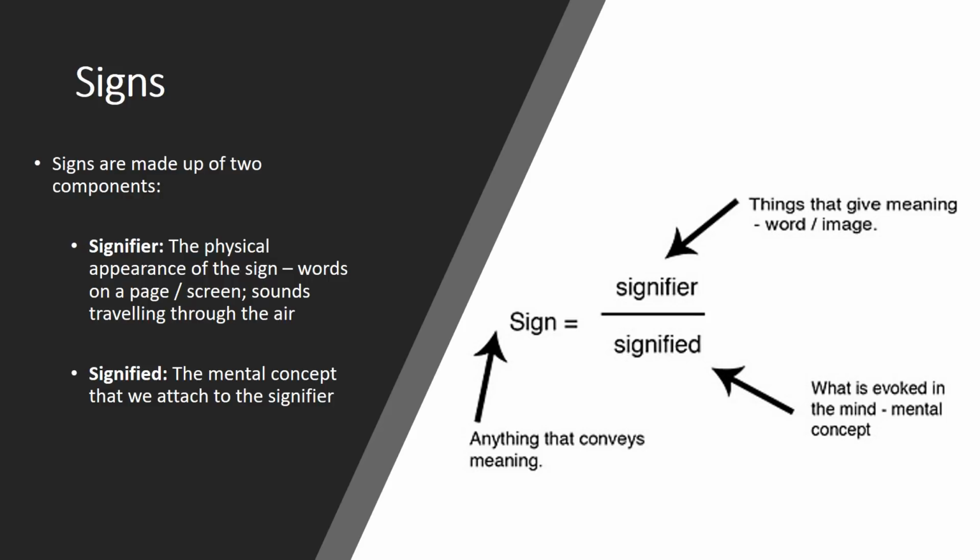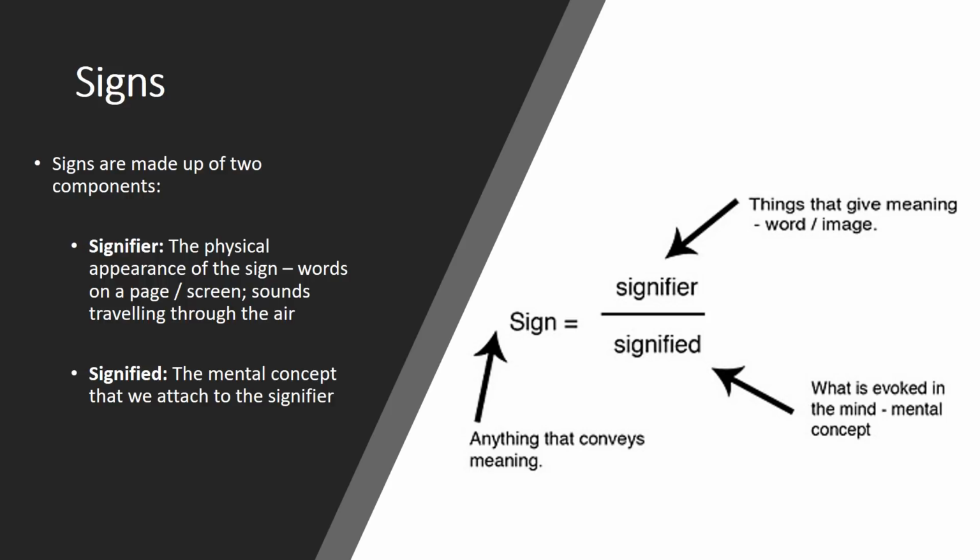Now, the signifier is the physical appearance of the sign. So the words on a page, words on a screen, images on a screen, sounds traveling through the air. So the signifier of this podcast are the words on the PowerPoint slides that you're reading, my voice recording, which is traveling through the air either via your computer or phone speakers or via your headphones. So the signifier is the physical appearance of the sign. And don't get hung up too much on that. Don't overthink that. The signifier is literally the physical appearance of the sign. That's all it is.